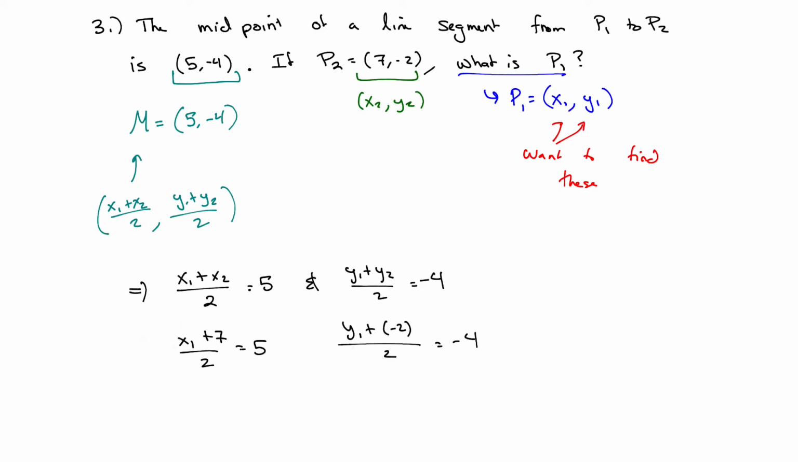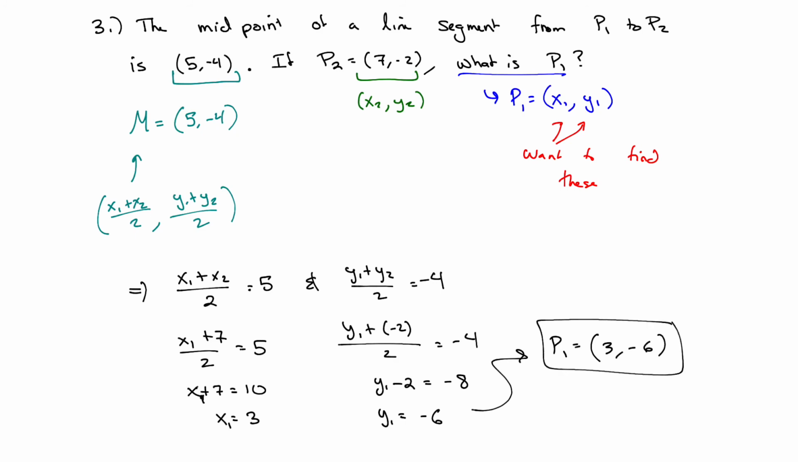And these are nice linear equations. We can just multiply both sides by 2 to get x plus 7 is equal to 10. So subtract 7 from both sides, and you get x sub 1 is equal to 3. Similarly here, you get y sub 1 minus 2 is equal to negative 8, because I multiply both sides of this equation by 2. 2 times negative 4 is negative 8, and plus a negative 2 is the same thing as minus 2. So you get y sub 1 is equal to negative 6, which gives us that P sub 1, our first point, was 3 comma negative 6.